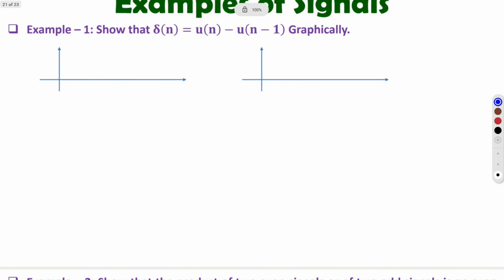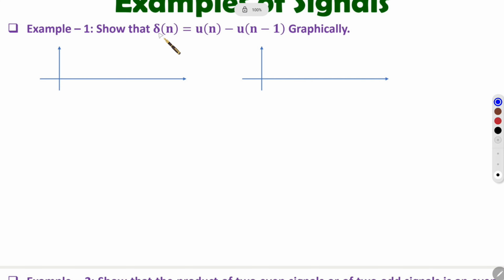See here in question 1, we need to show that delta of n, the impulse signal, equals u of n minus u of n minus 1. First of all, one should know u of n is the unit step signal in the discrete domain. Here in the bracket we have n, which means this is the discrete unit step signal. So first of all, let me plot u of n. u of n has value 1 if n is greater than or equal to 0, and it will be 0 if n is less than 0.